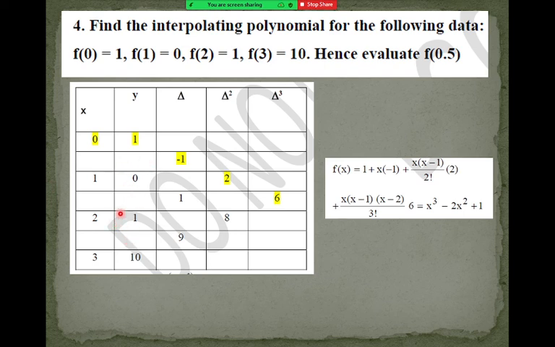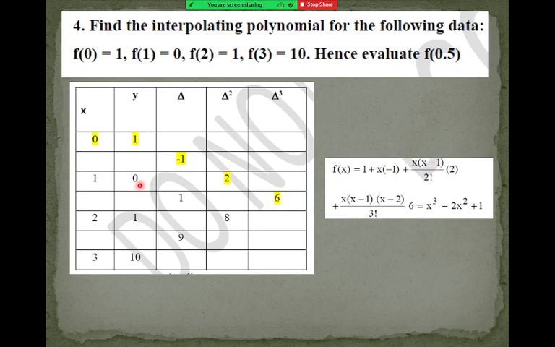You can cross check also. Let me replace x by 0 here. What is f of 0 from this expression? f of 0 is 1. Replace x by 1 in this polynomial: 1 minus 2 plus 1, you get 0. f of 2, you should get as 1. f of 3, you will get as 10. So obviously, this polynomial satisfies these values of x and y. We got a cubic polynomial because 4 pairs of x and y are given.